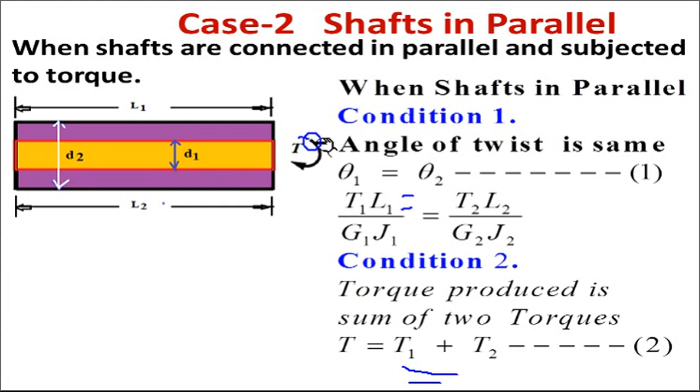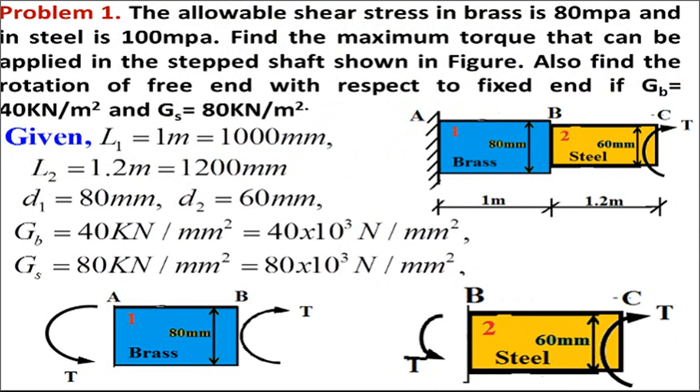Means to find out the total torque T, this total torque T will be the torque transferred by the middle shaft plus the torque transferred by this outer hollow shaft. So this T1 plus T2 will be the total torque transmitted by shafts in parallel. Okay. So definitely there are a few problems on shafts in series and parallel. So very carefully use these conditions while solving the problems.